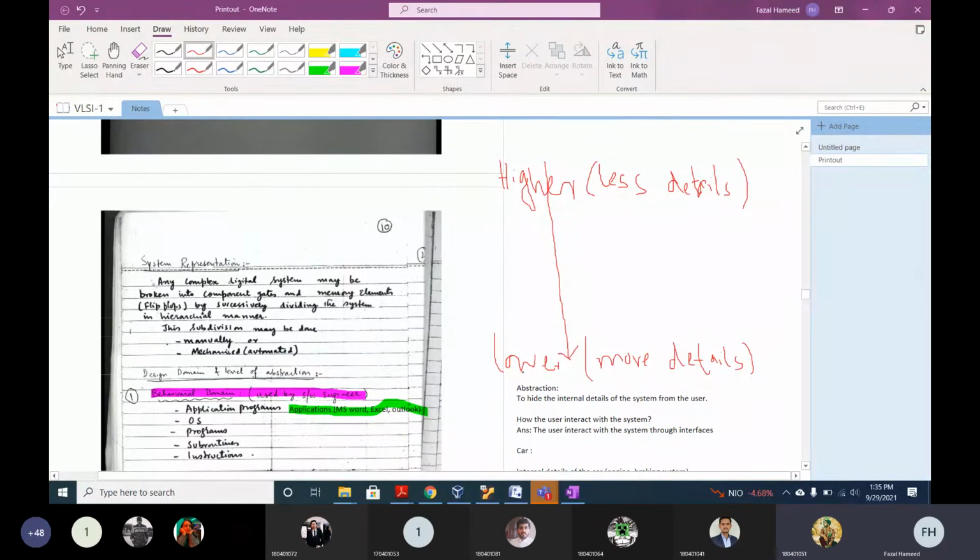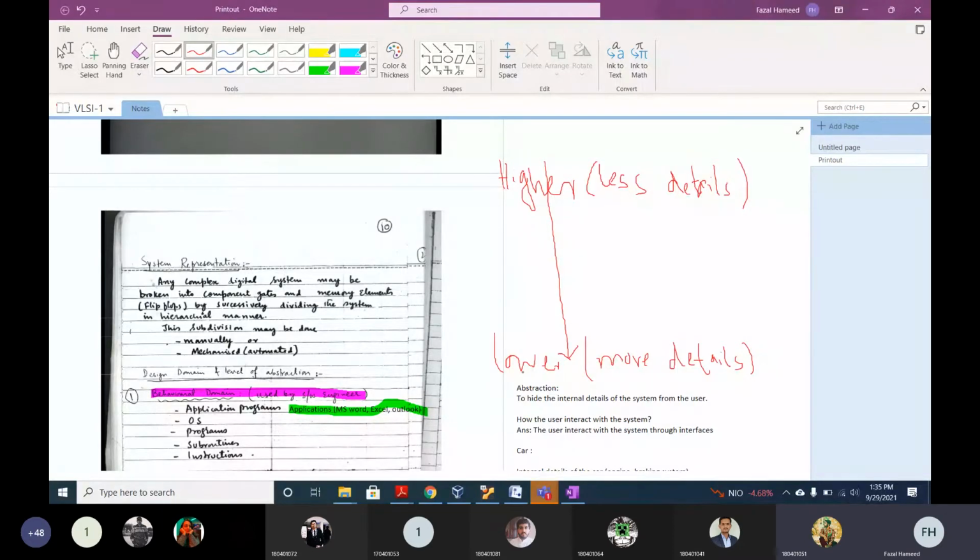So if we take any C, C++ program, is it at a high level of abstraction or a lower level of abstraction compared to the scenario when we write the same program in assembly? Sir, higher level. Assembly is lower level or high level? Assembly is lower level. Low level.